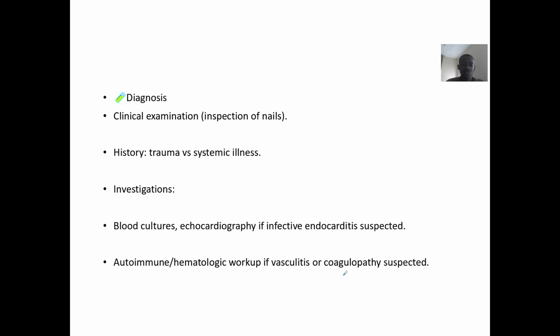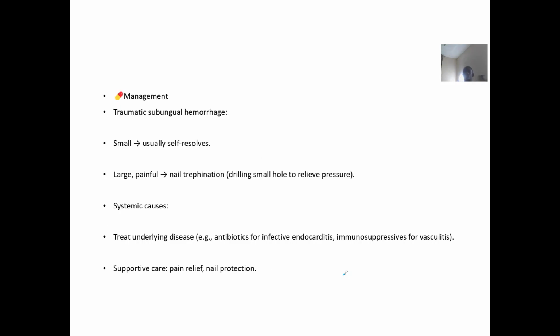So diagnosis: you can actually see it on clinical examination. You can also do blood tests just to identify what is actually causing the bleeding under the nails. Okay, so a blood workup. So management depends on what is causing it. If it is trauma, treat accordingly. If it is an underlying disease like infective endocarditis or any other systemic disease, you basically give drugs to target that disease and you solve the issue on this other side.